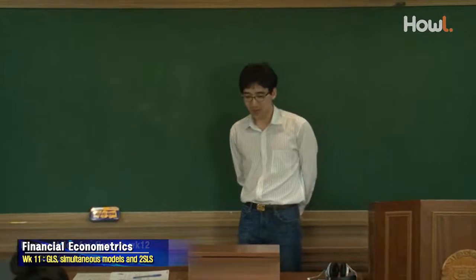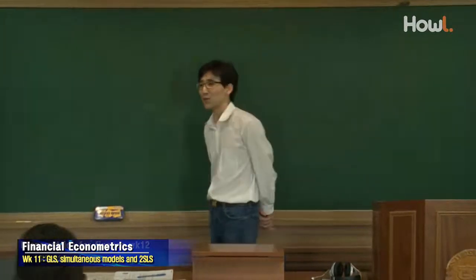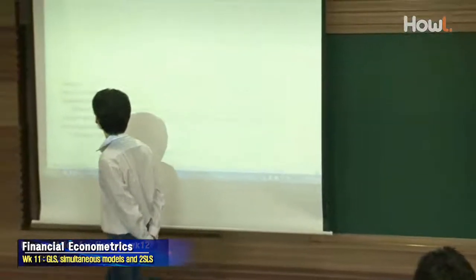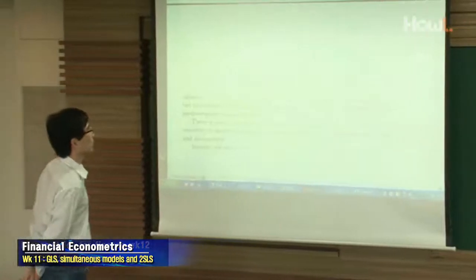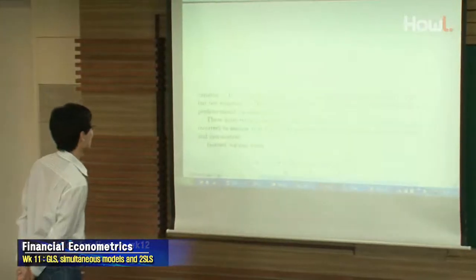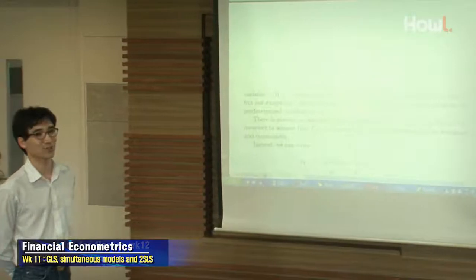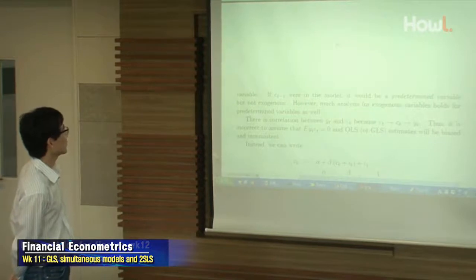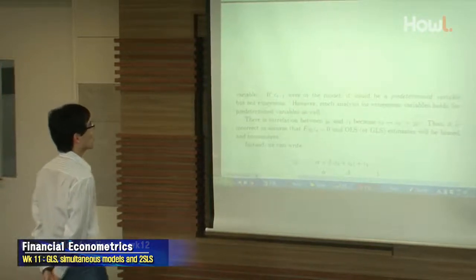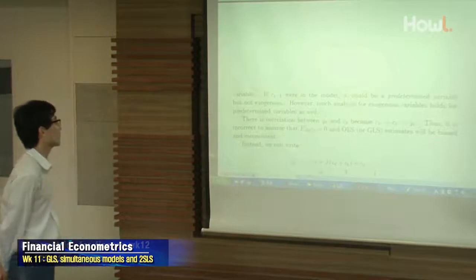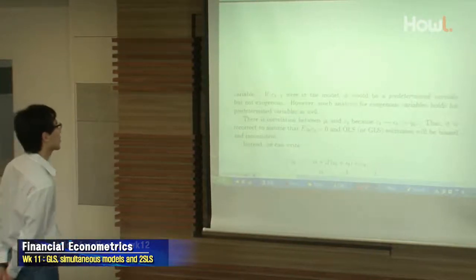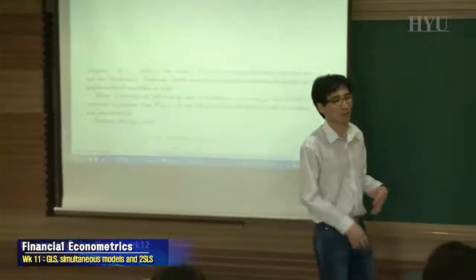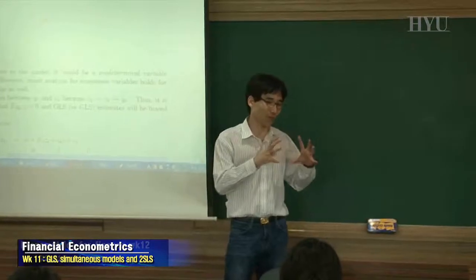And if we have C_{t-1}, consumption one period ago, and we have information about it in the model, it would be a predetermined variable, but not exogenous. But for simplicity, the rationale for exogenous variables holds for predetermined variables as well. So for our statistical problem, we can regard a predetermined variable as a kind of exogenous variable, because it is determined one year ago and today it is given.